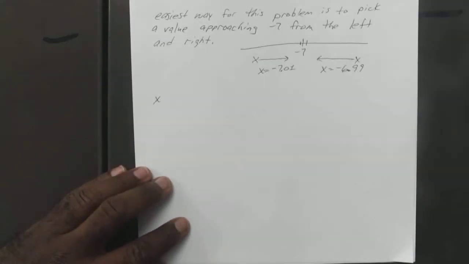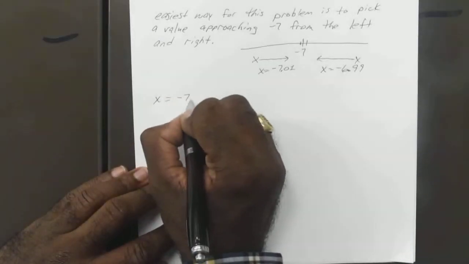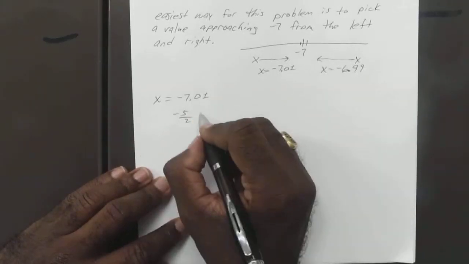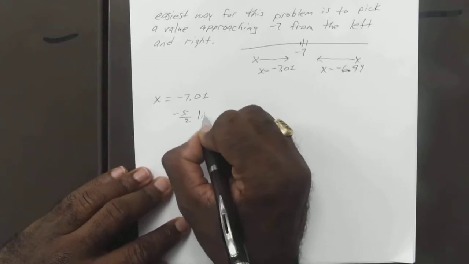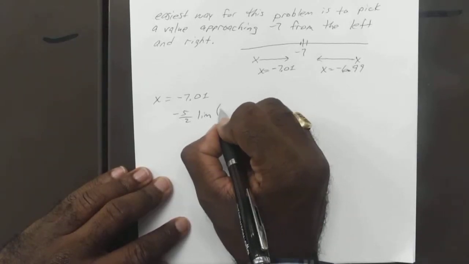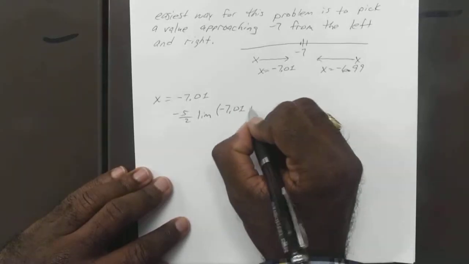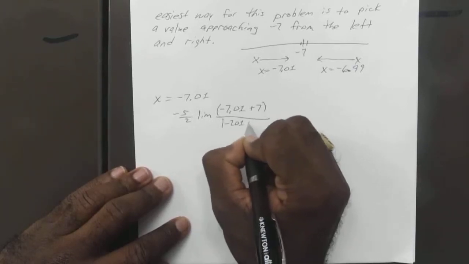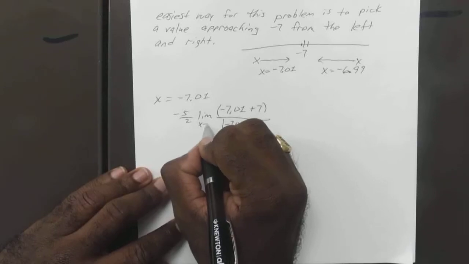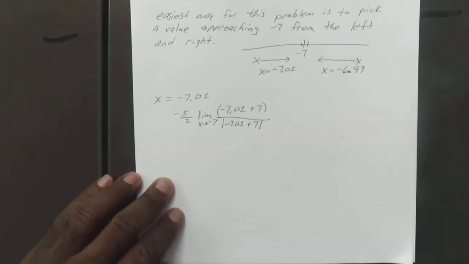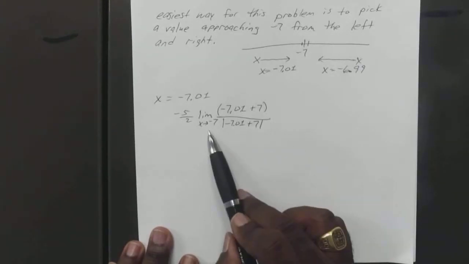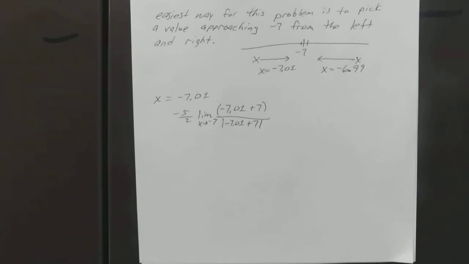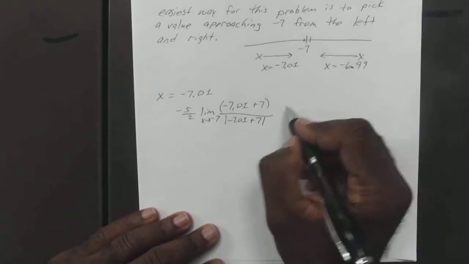Okay, so when x is equal to negative 7.01, that gives us negative 5 over 2 times the limit of negative 7.01 plus 7 over the absolute value of negative 7.01 plus 7. And really, you could have left the limit off of it because this is just going to be a constant. So the limit of whatever constant this is just going to be that constant. So once you plug in an x value, you could have left the limit off.